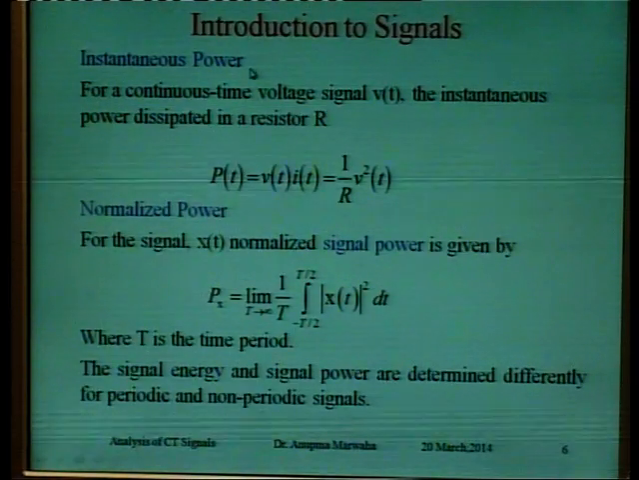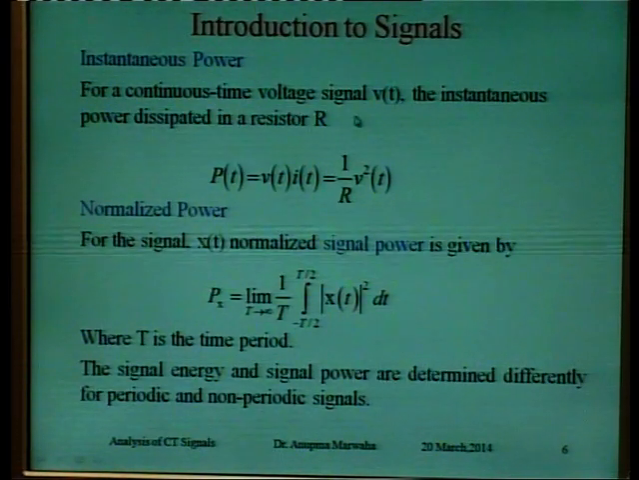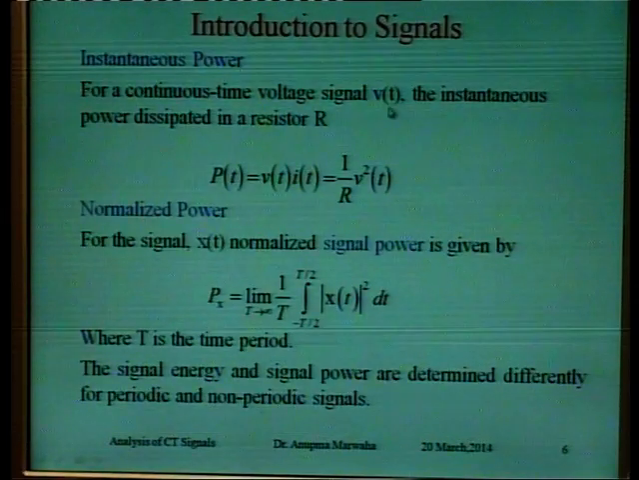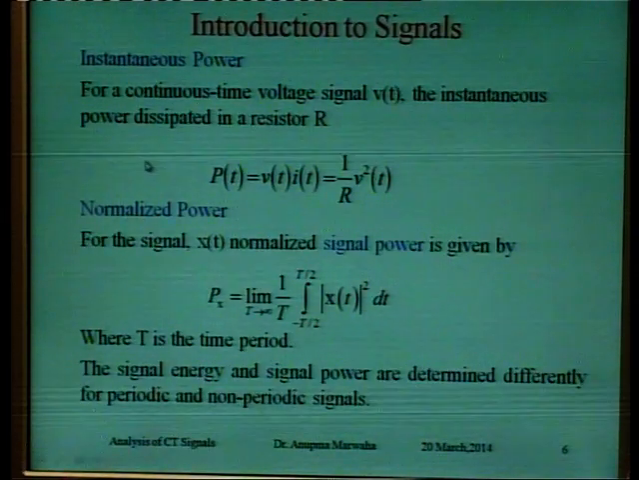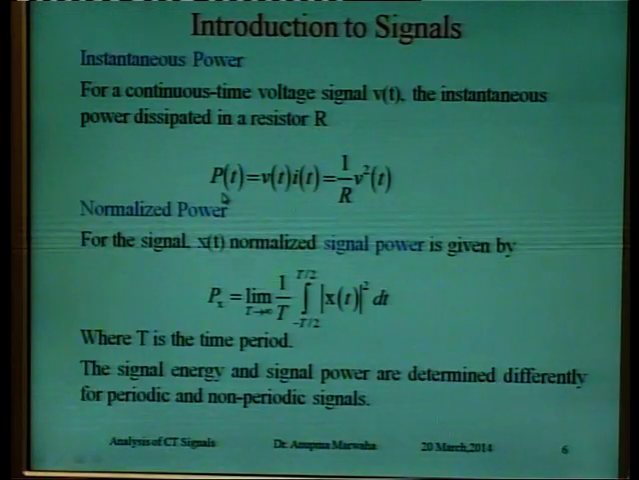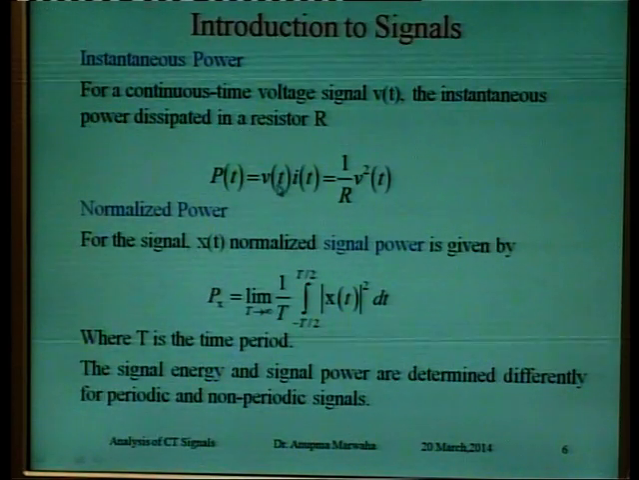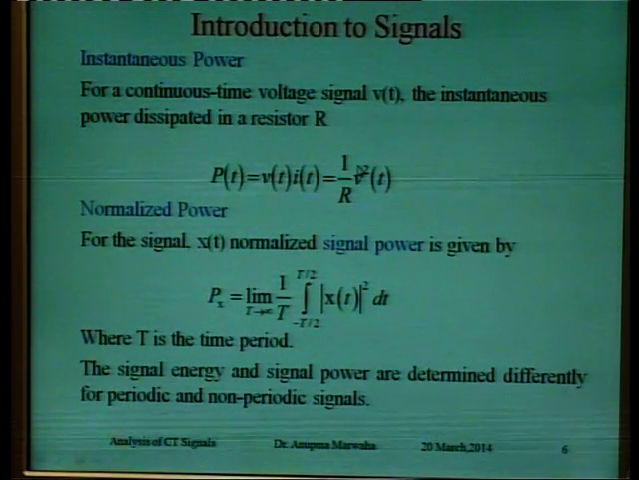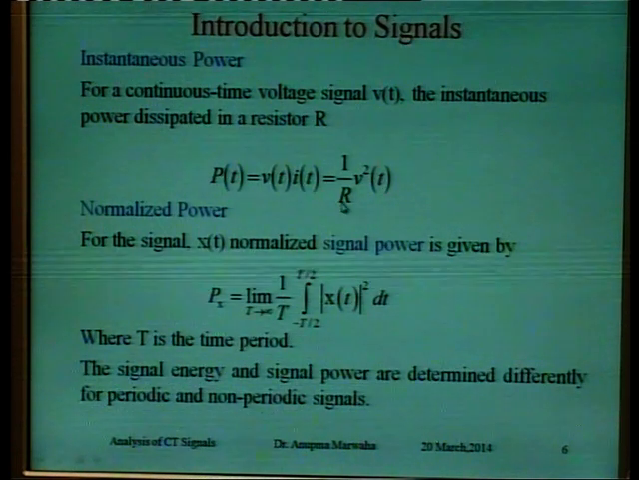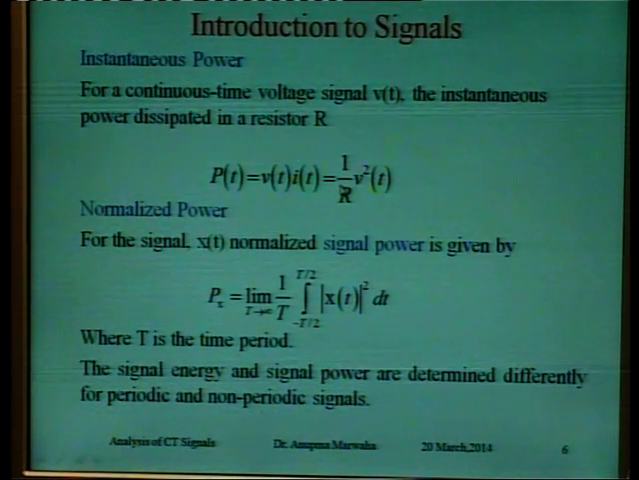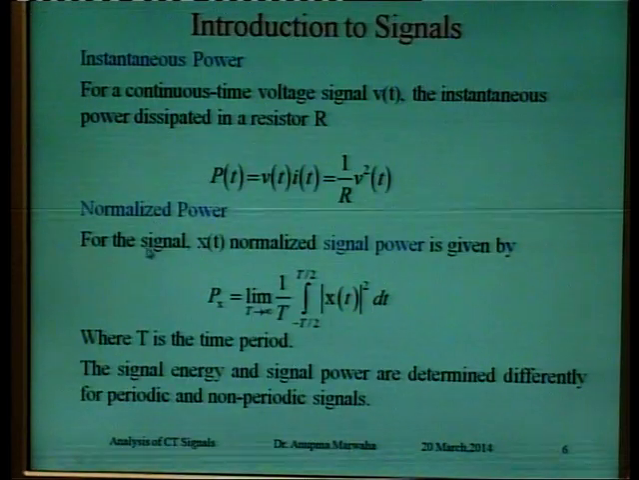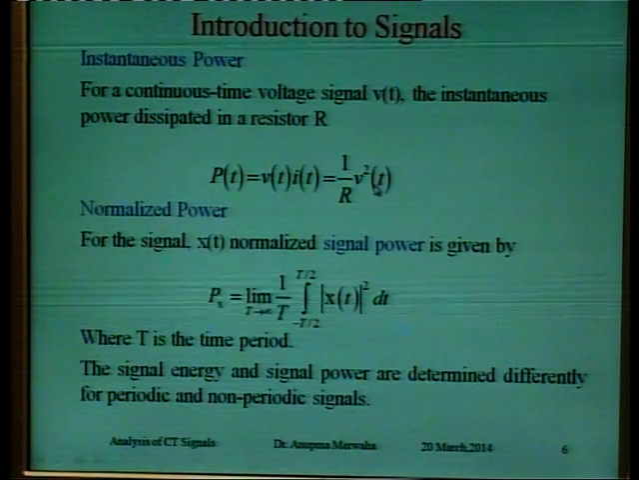First of all we will define instantaneous power. Again, suppose we have x(t) as the voltage signal v(t), then the instantaneous power dissipated in resistor R is defined as p(t), which is equal to v(t) into i(t), or it is equal to v squared(t) by R. If we take the value of resistance as 1 ohm, then the normalized power will be equal to v squared(t).